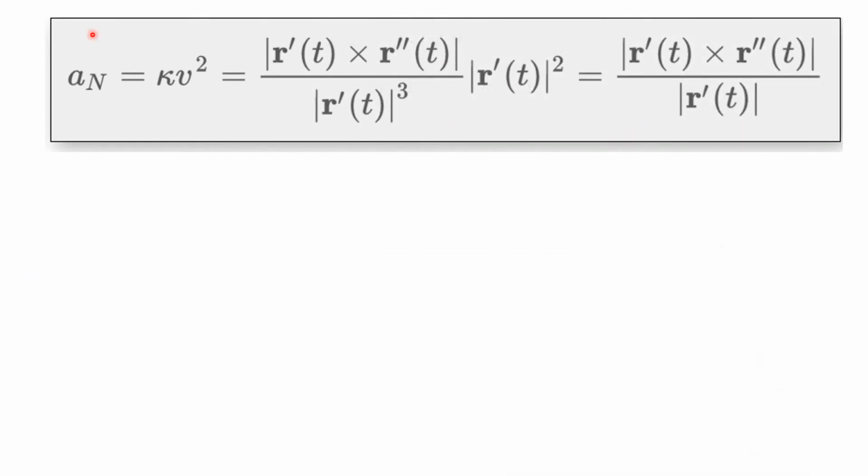Similarly, we have an expression for the curvature, and it's this expression right here that we derived earlier. And so if we put that in here, then we have this expression. But notice that we have the magnitude of r prime squared and the magnitude of r prime cubed. So some of those cancel out, and we're left with this expression. Please make note of this equation, and this is one that we will use frequently.